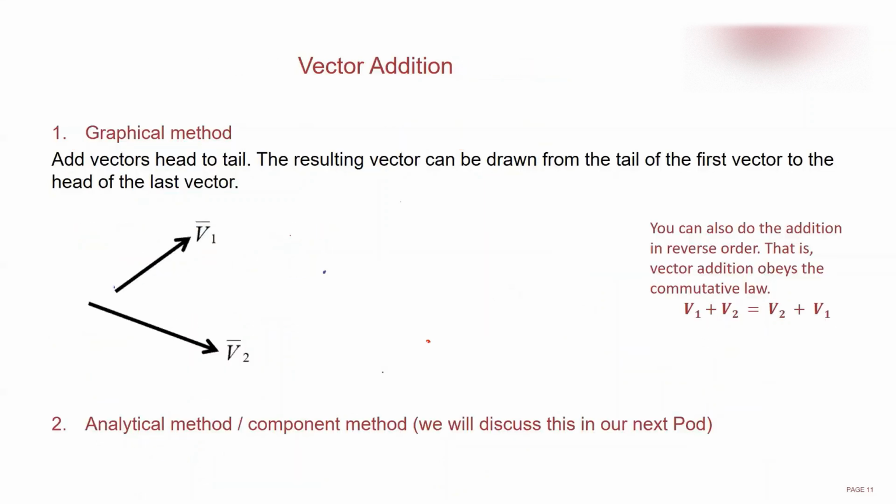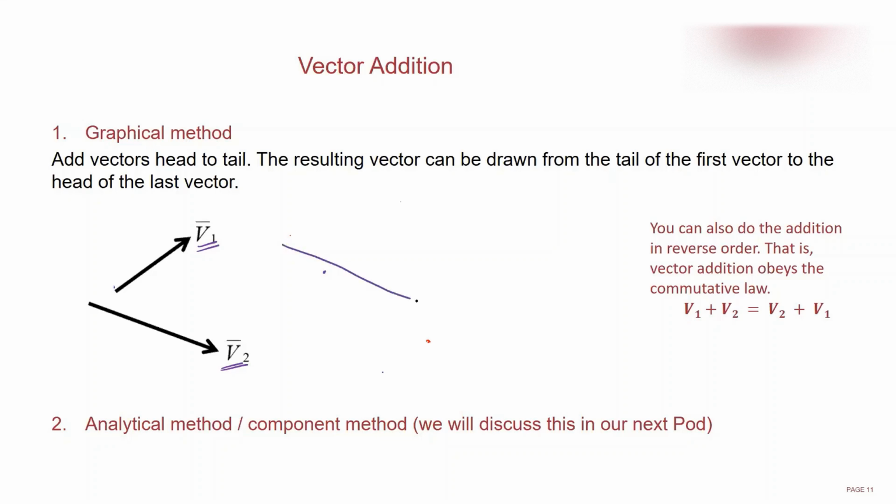Let's see how to add vectors together. There are two methods to add vectors together, the graphical method and the analytical method. In this section, we will discuss the graphical method. When we are adding vectors using the graphical method, we draw vectors head to tail. That means, to add these two vectors, I draw the vectors connecting to each other.